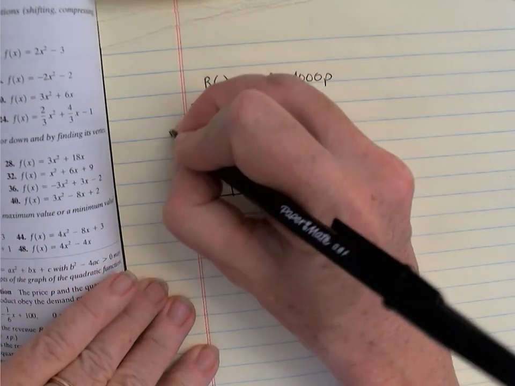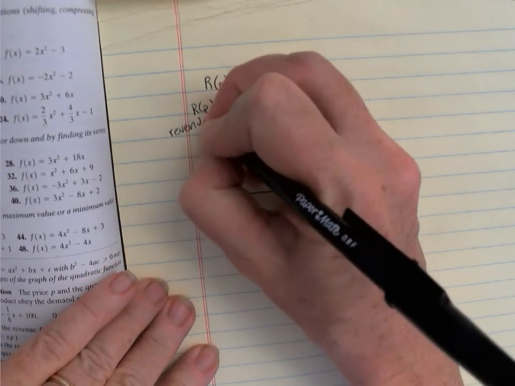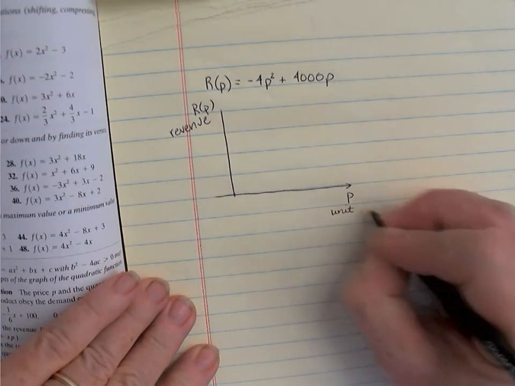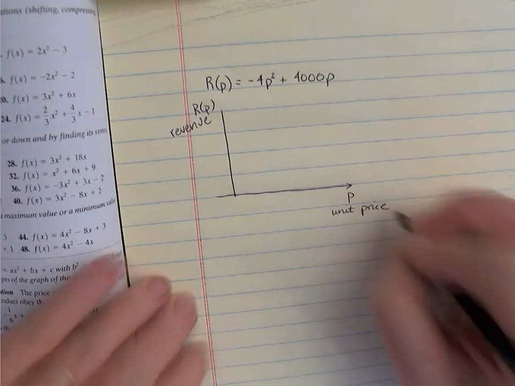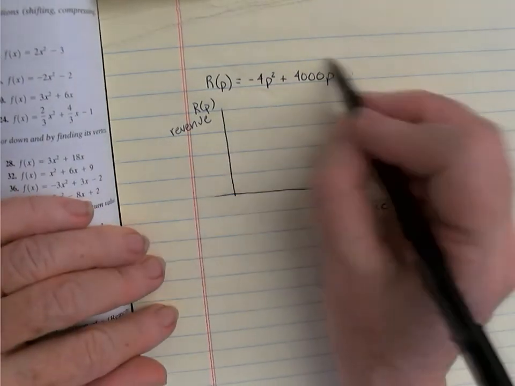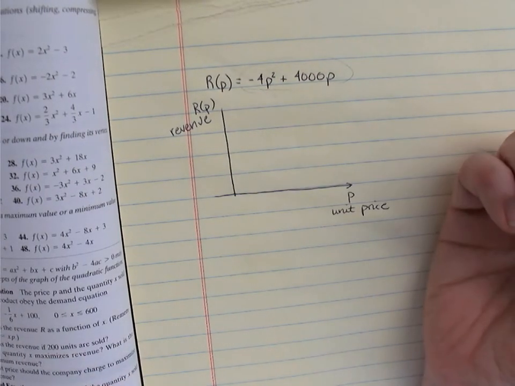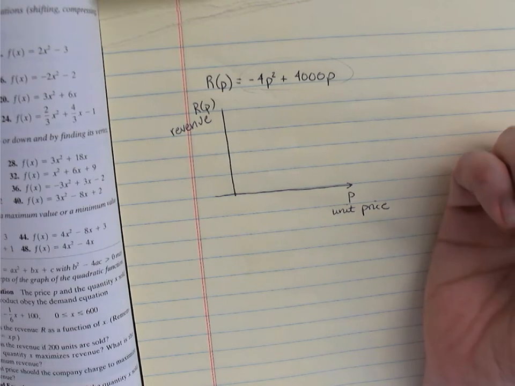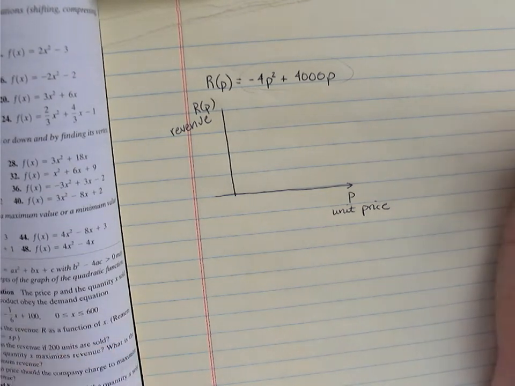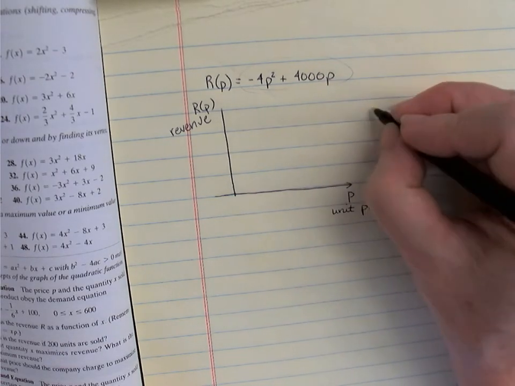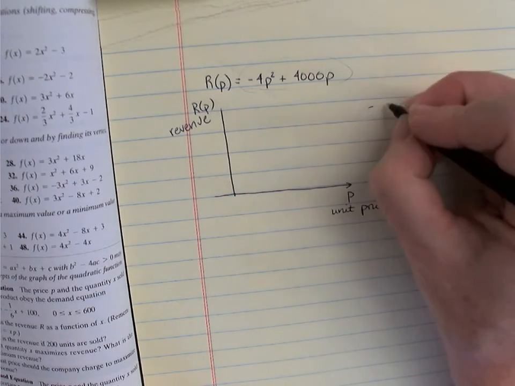So revenue is your output, and your input is going to be unit price. And now this is a very familiar function. You know that this is going to be a parabola. You in fact know that it's going to be an upside down parabola. You might want to find the x-intercepts, which would be kind of an easy thing to do. Let's set that thing equal to 0.